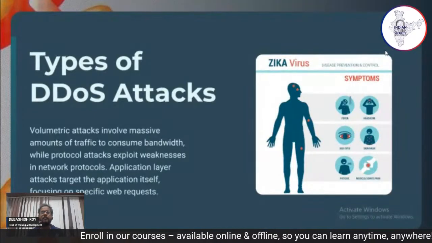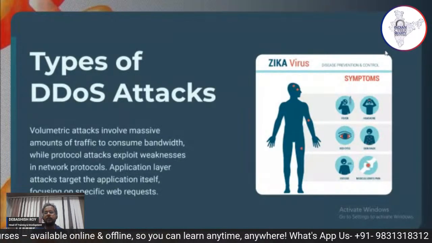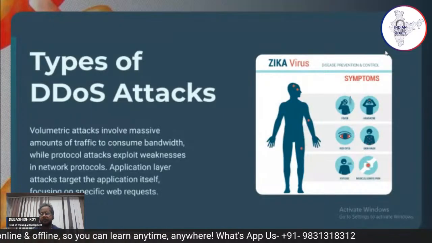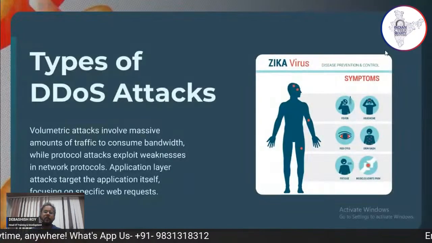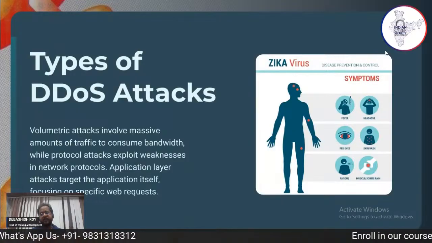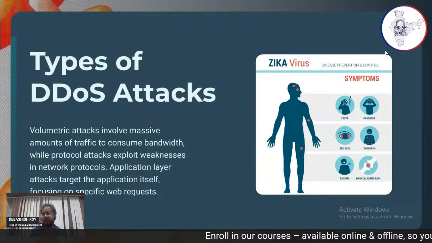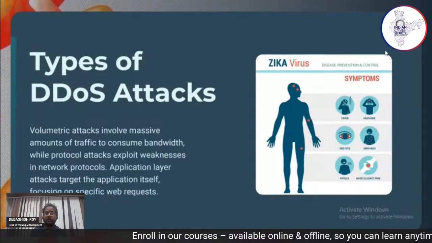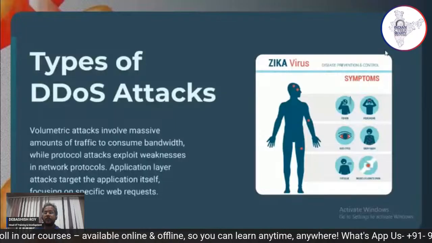Types of DDoS attacks: volumetric attacks involve a massive amount of traffic to consume bandwidth, like sending an ICMP request, the ping request, lakhs of ping requests. Protocol attacks exploit weaknesses in network protocols, and application layer attacks target the application itself. So you need an application layer firewall there to prevent that attack, focusing on specific web requests.